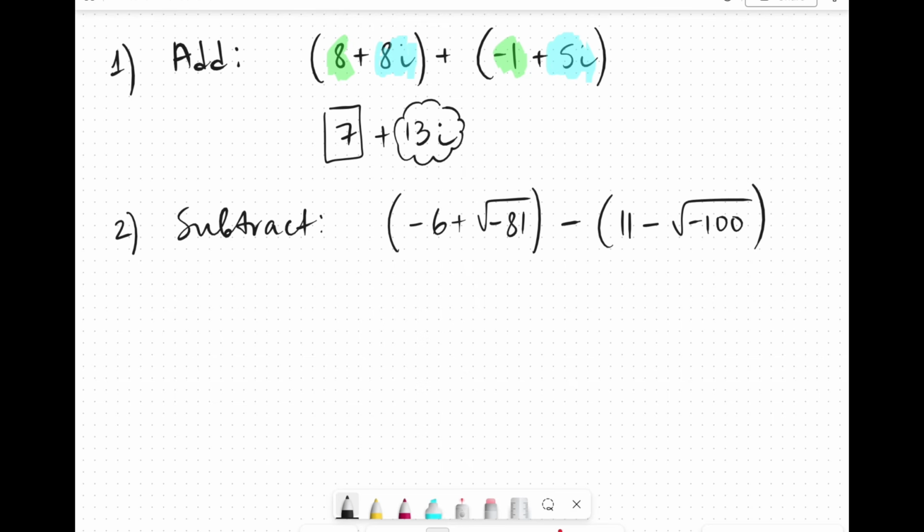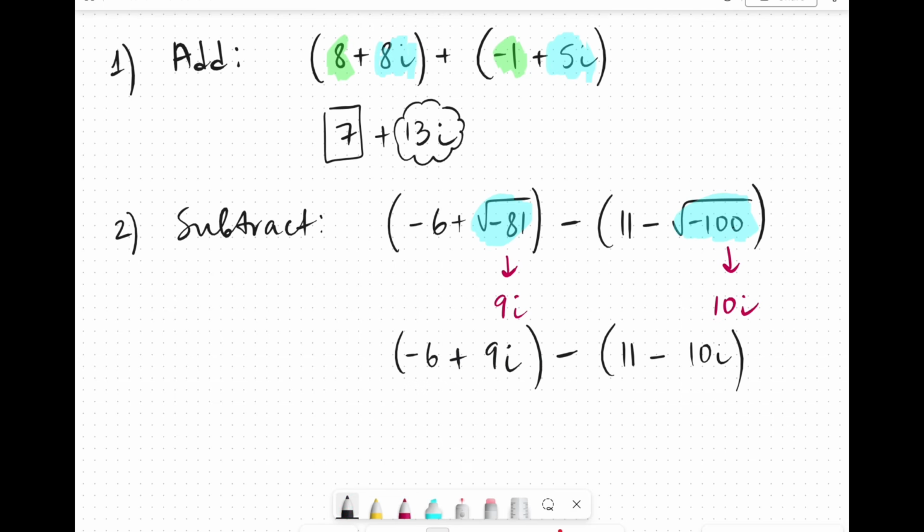Before you start subtracting in this example, you need to simplify the two parts with the square roots. Square root of negative 81 is going to turn into 9i, and square root of negative 100 will become 10i. So this is the new problem where I replace each of the highlighted square roots with the simplified versions.